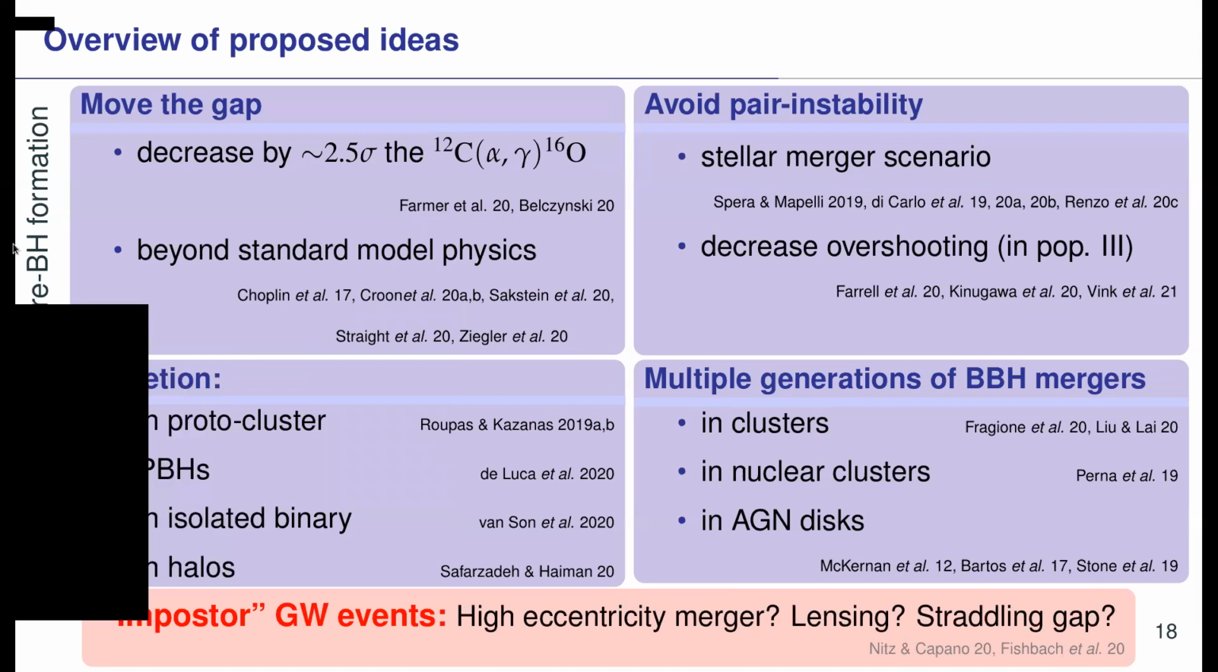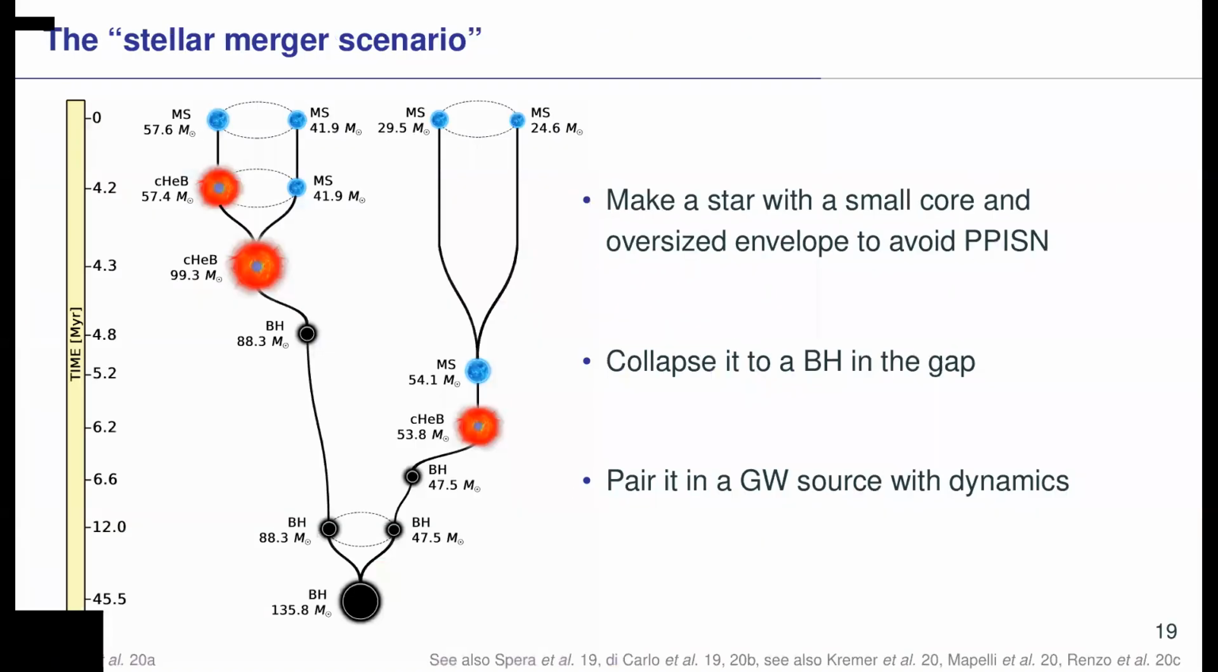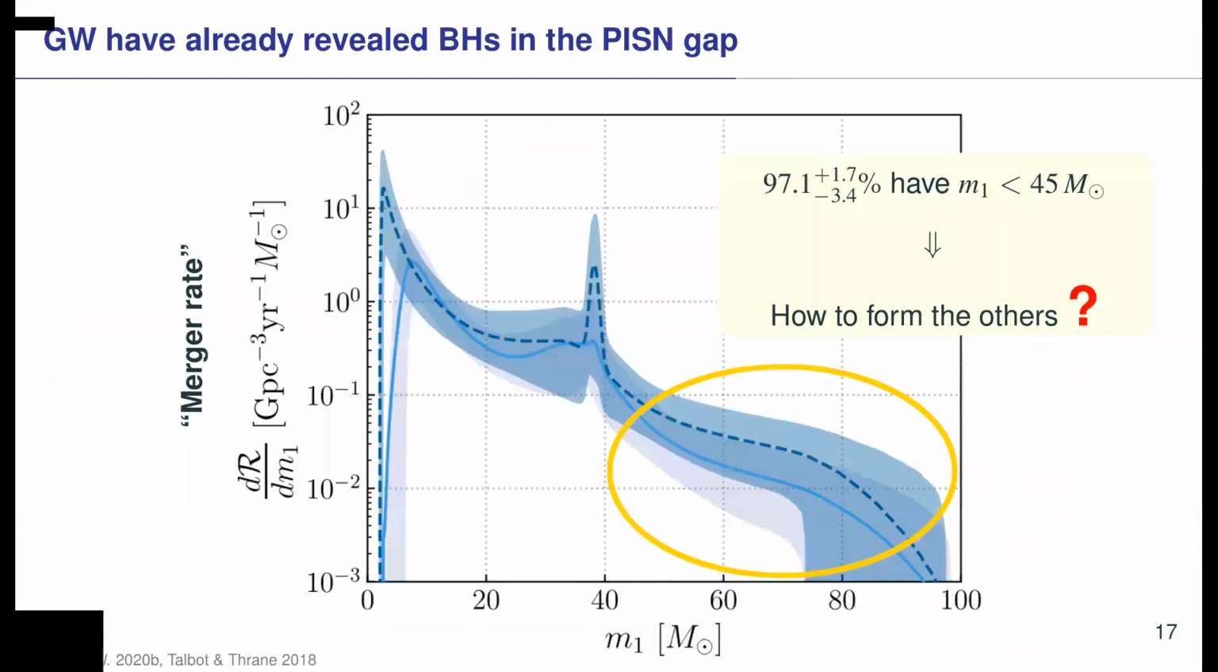I was just curious about the figure showing the results from LIGO, this distribution in mass. Yes, I'll try to find the nearest one. This one? Yeah. What is the meaning of the different lines?